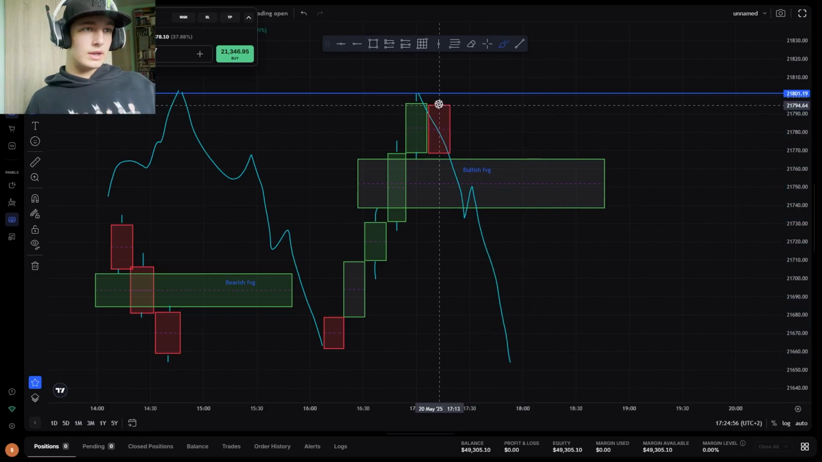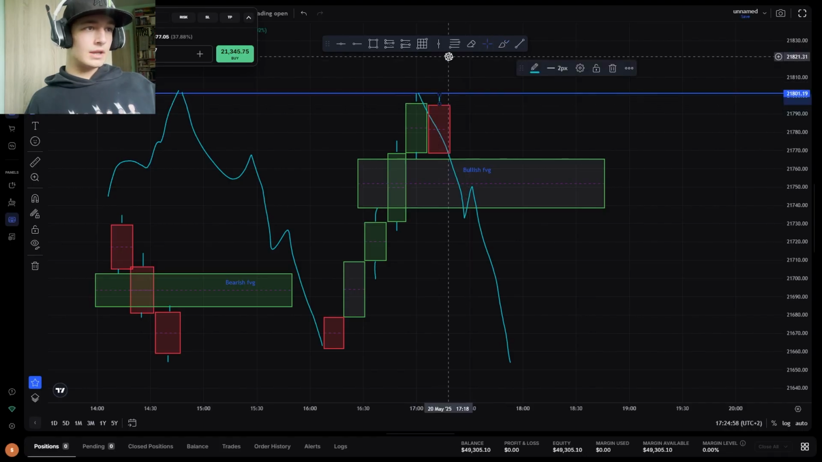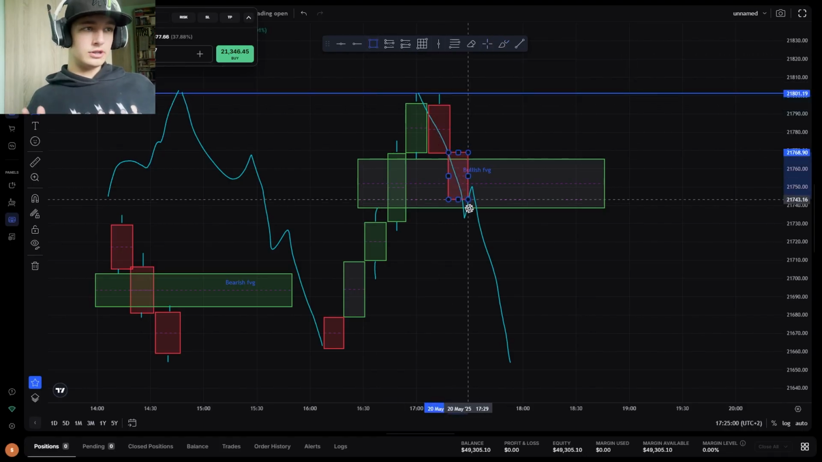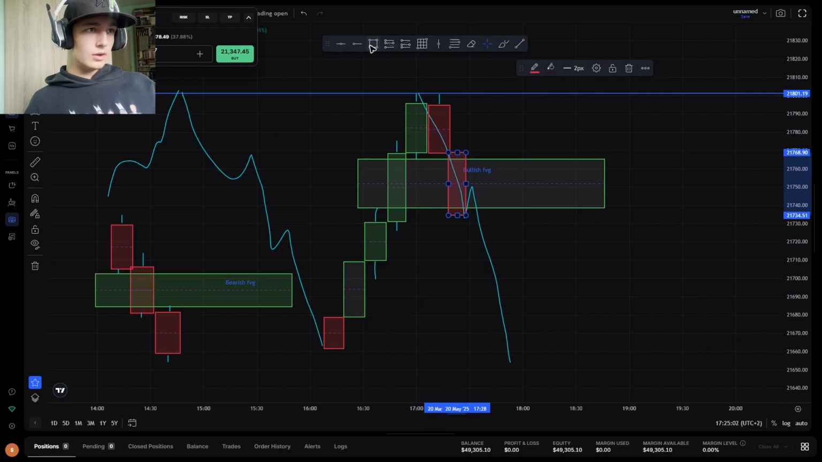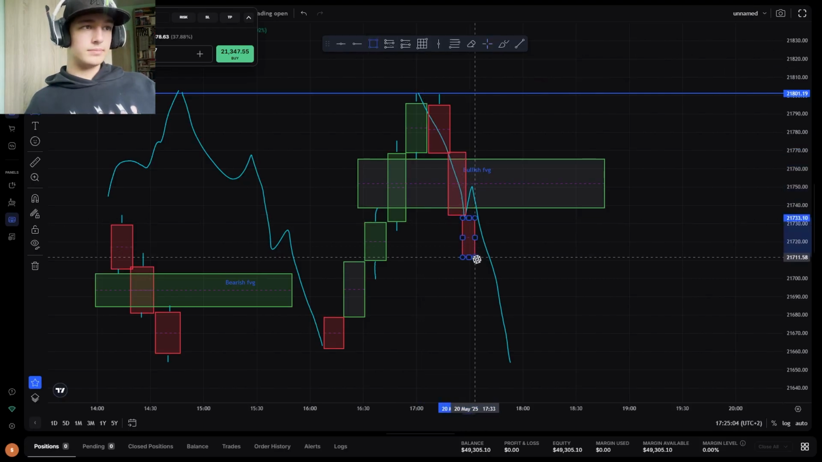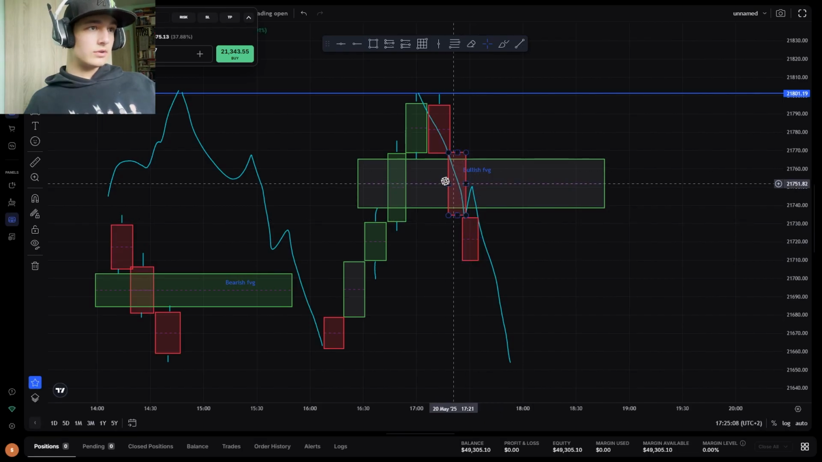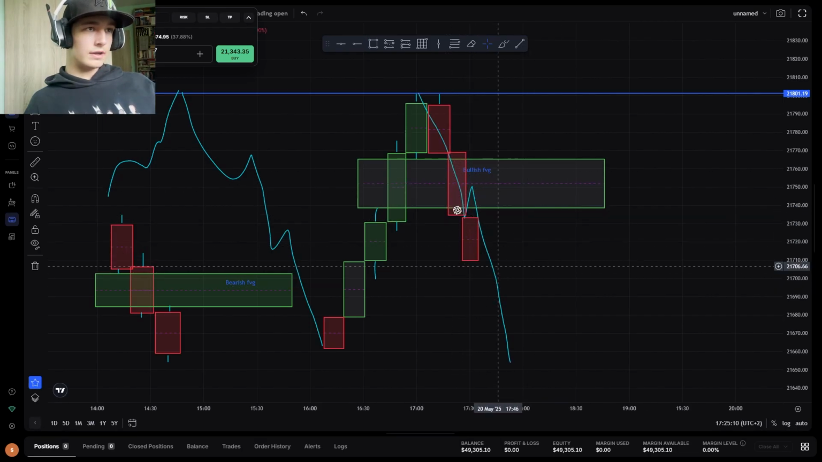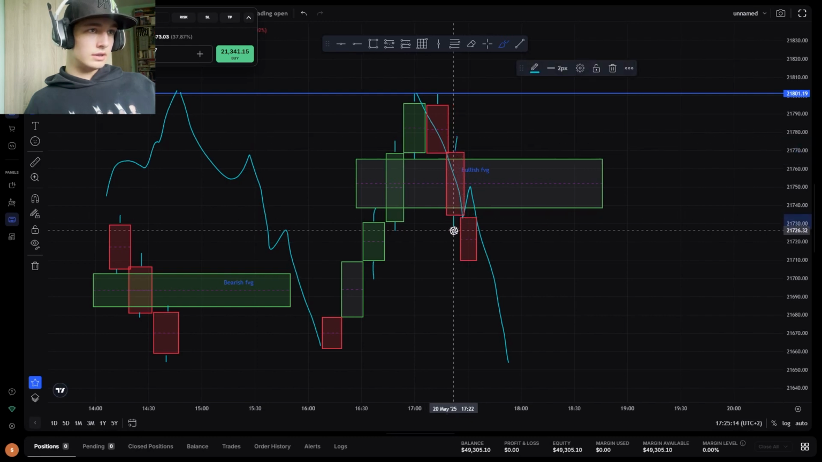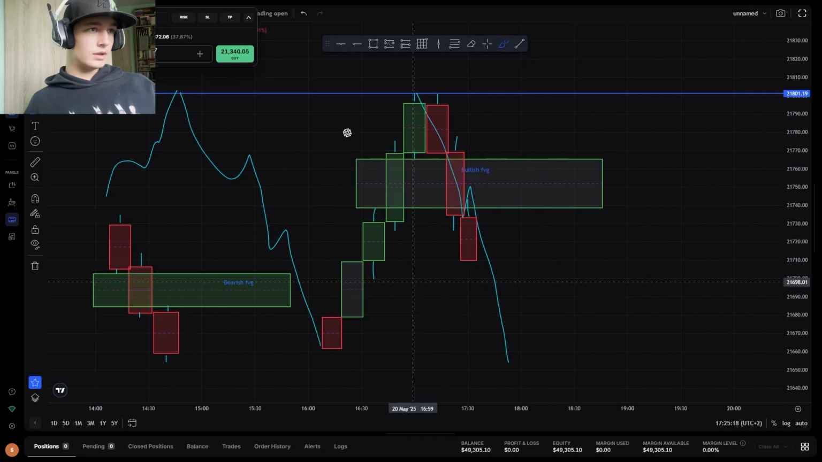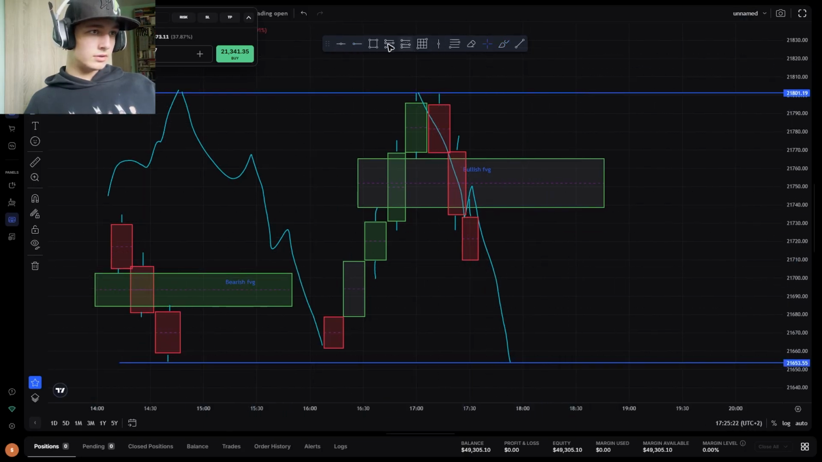So let's say we have the fair value gap right here. How do you actually trade off of this? Well, you see the market coming into the gap and then it totally disrespects it. The next candle you will see after this fair value gap will be a bearish candle. Let's do it like this, I'll make it red for you. And then we come down more.